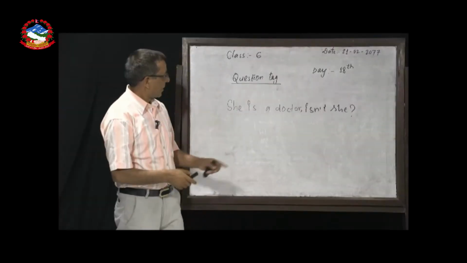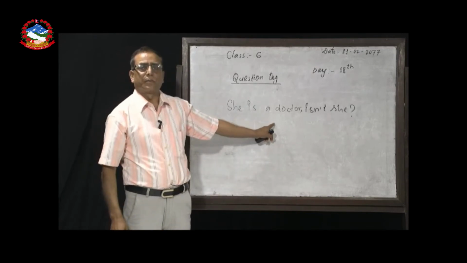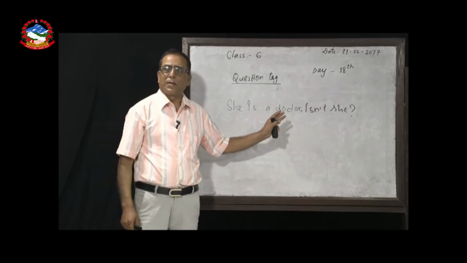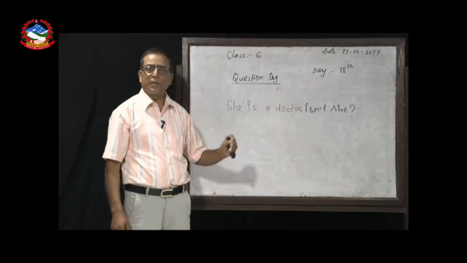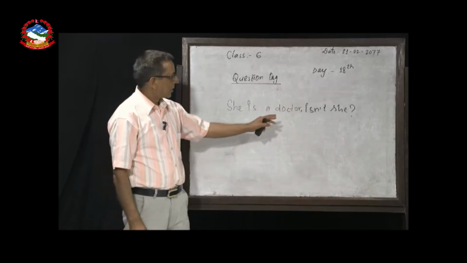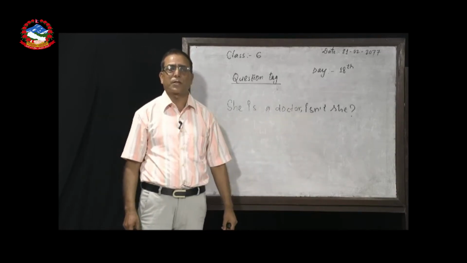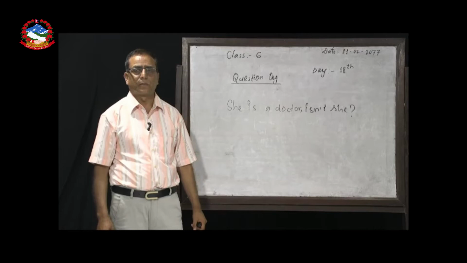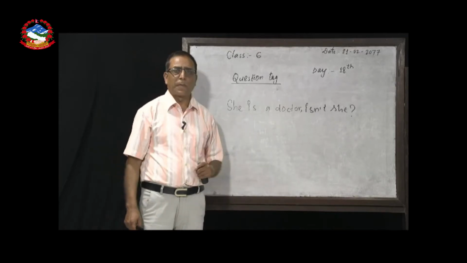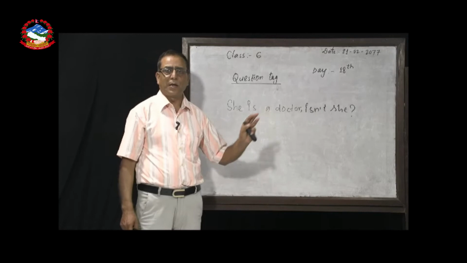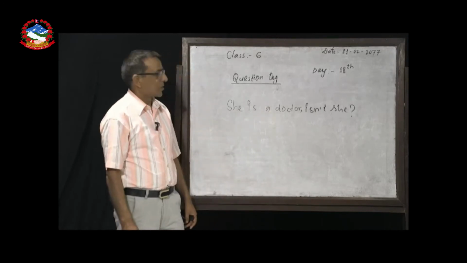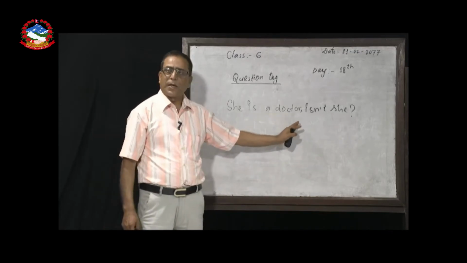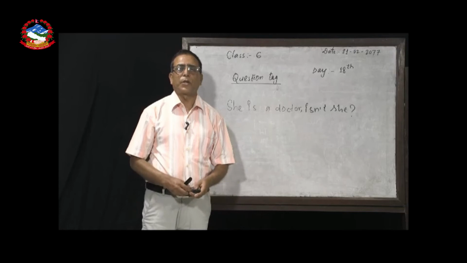Let's see here. She is a doctor. It is the statement. Now, this statement is changed into a question, a short question. Isn't she? It is the short question. That short question is called the question tag. So, we can say that the words "isn't she" are a question tag. Again, be clear that the words "isn't she" are the question tag.